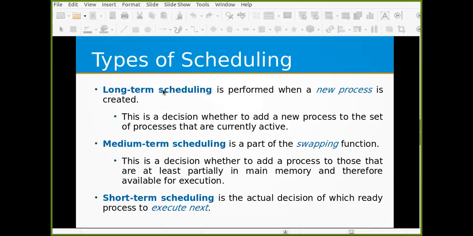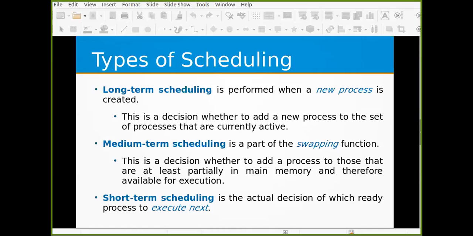Then comes medium-term scheduling. It is a part of the swapping function. If you remember, swapping happens between two pairs of states: ready and ready suspend, and blocked and blocked suspend. I hope you remember those states. Do you remember those two states? Ready and ready suspended, blocked and blocked suspended. In the last lecture, we discussed these states in the Unix state transition diagram also.